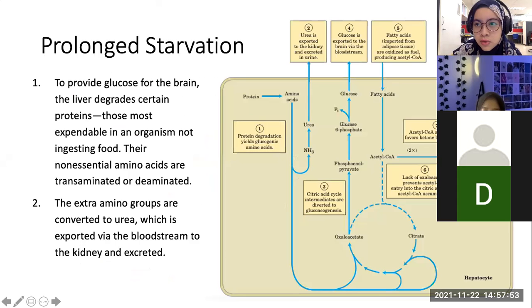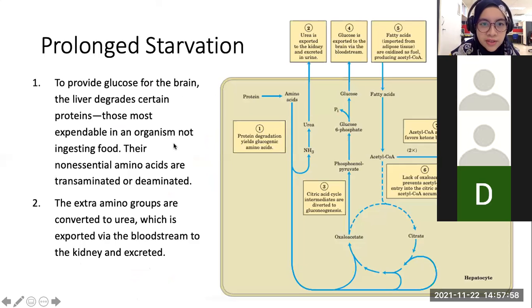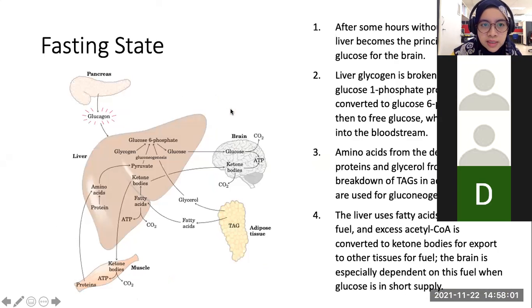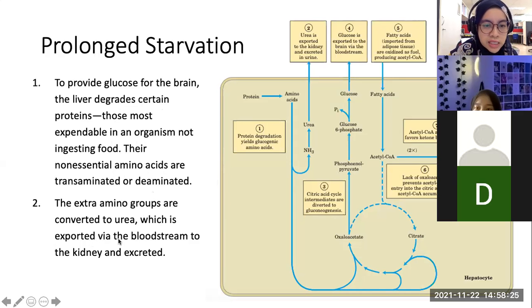So just now we actually went into a bit of prolonged starvation. After the fasting state, if that condition prolongs, that is when we call it prolonged starvation. To provide glucose for the brain, the liver will start to degrade certain proteins, those most expendable in an organism not ingesting food. The non-essential amino acids are transaminated or deaminated, so the extra amino groups are converted to urea, which is exported by the bloodstream to the kidney and excreted.